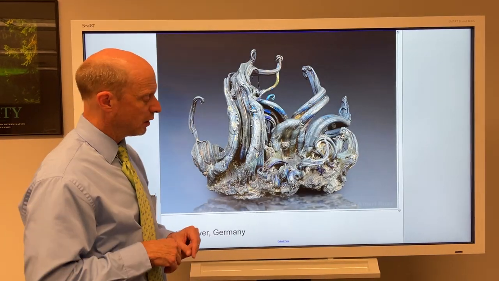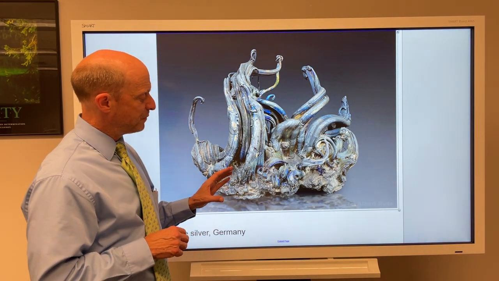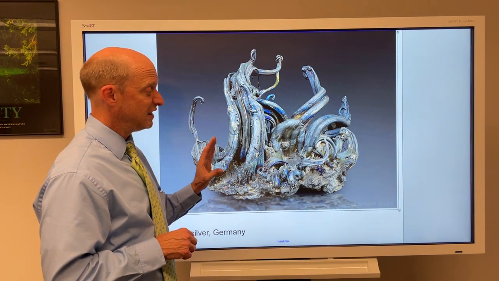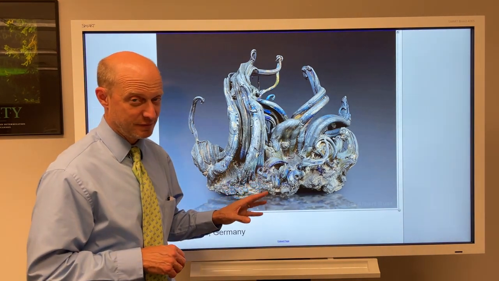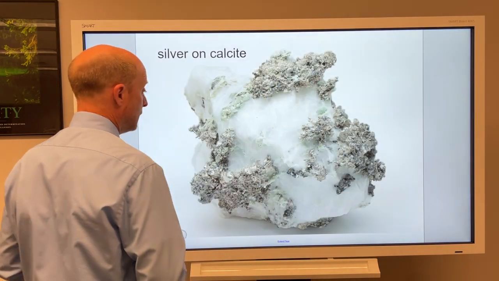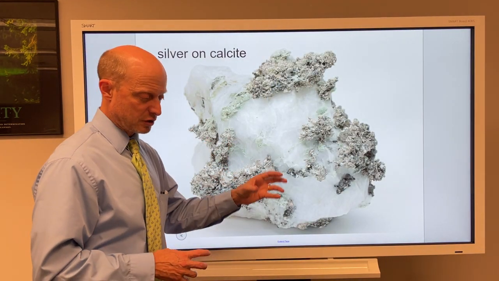This is really cool. Silver usually occurs as little specks in other rocks, but sometimes it can form like this. So this is native silver. This came from Germany. Super cool. I love these native elements. Silver on calcite. So this is maybe closer to how it naturally forms.